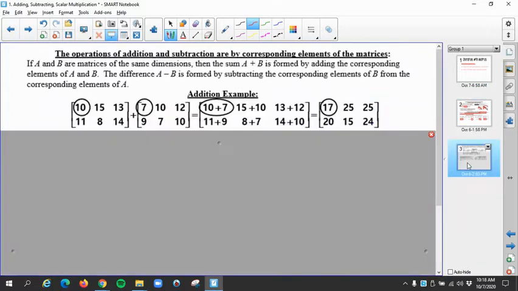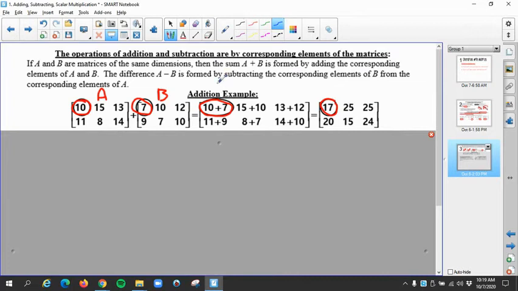Let's actually do a problem together. In this one, we're going to call this one matrix A. We're going to call this one over here matrix B for the sake of our problems. Let's look at the element that's in row 1, column 1 of matrix A, which is this 10 right here. Row 1, column 1 of matrix B is 7. I'm going to do 10 plus 7, which is written here. Once I do 10 plus 7, it gives me an answer of 17.